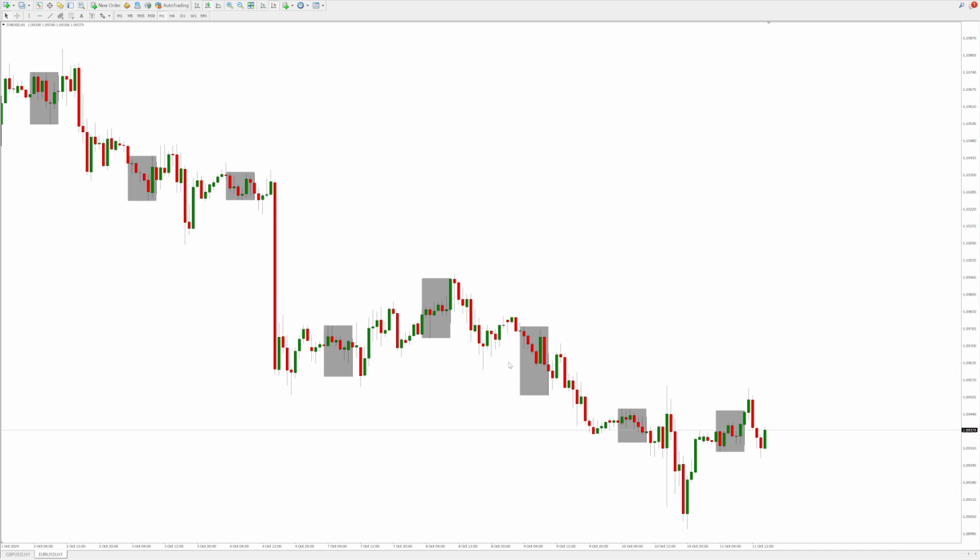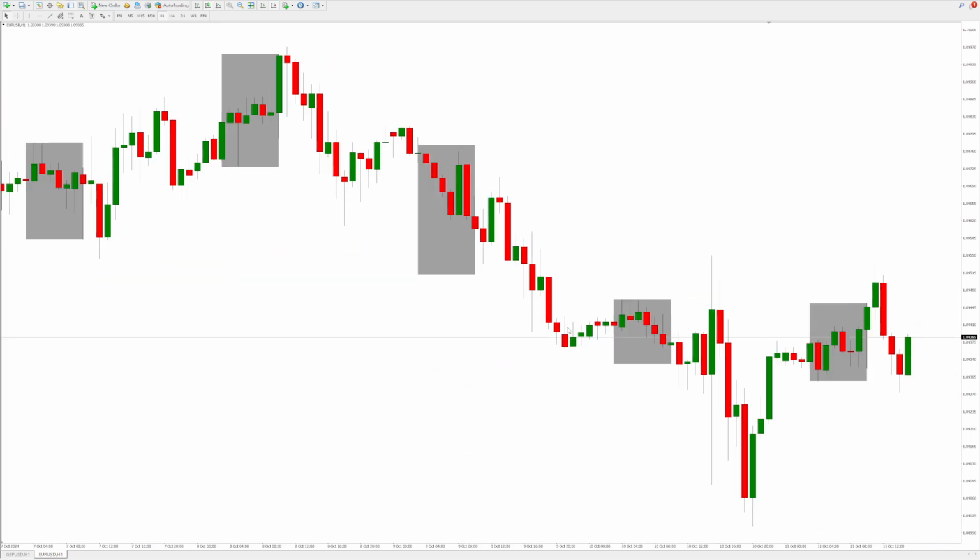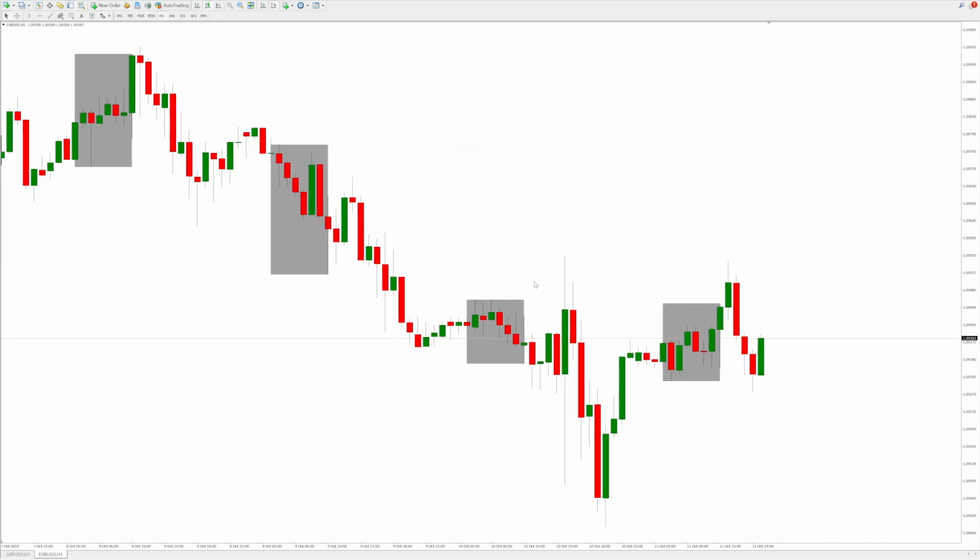So as you can see here, I've got an indicator on my chart that marks out the Asian session for me. This is a Euro dollar 1 hour chart in the MT4 platform. Essentially what you do is you mark the high, you mark the low, and then when price has a breakout either direction, you trade in that direction.